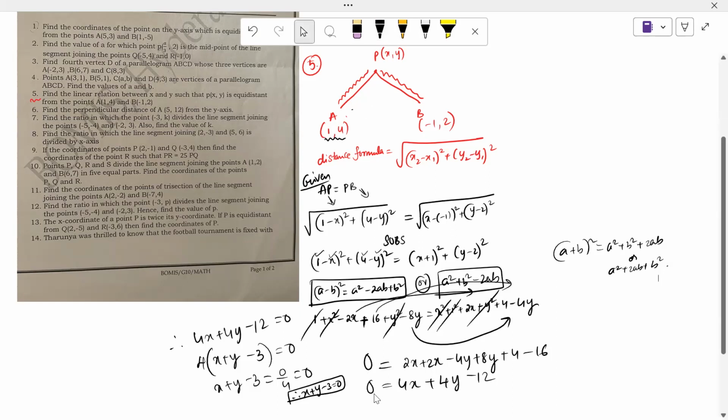And you equate this to 0. So 4 take common. 4 into x plus y minus 3 equal to 0. x plus y minus 3 equal to 0 by 4. x plus y minus 3 equal to 0.